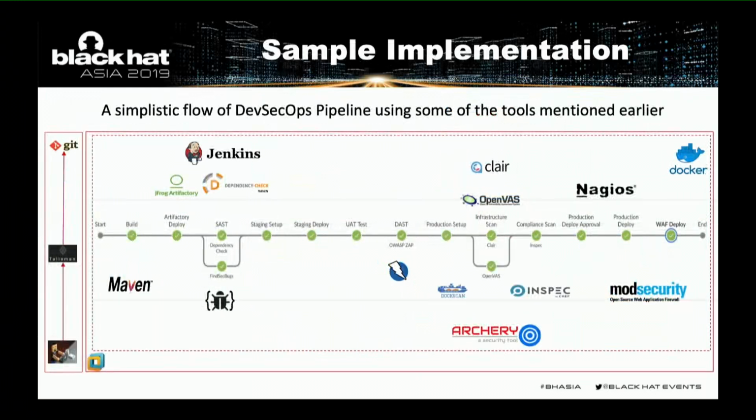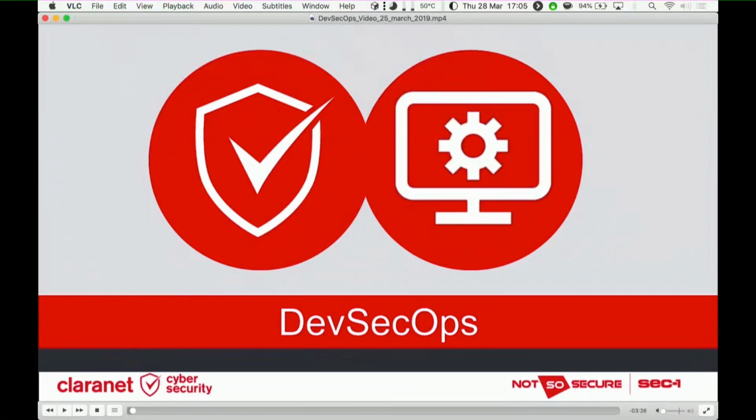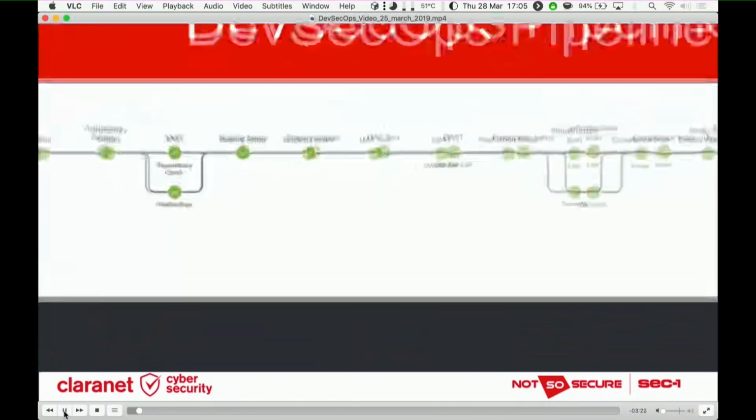Now, instead of just talking through each one of them, what I've done is I've basically created a simple flow. So this pipeline that you see is a standard DevOps pipeline, enhanced, enriched with security in various sections of it. So instead of just talking through it, what I'll do is I'll run a video, and this video should help you in understanding the whole flow.